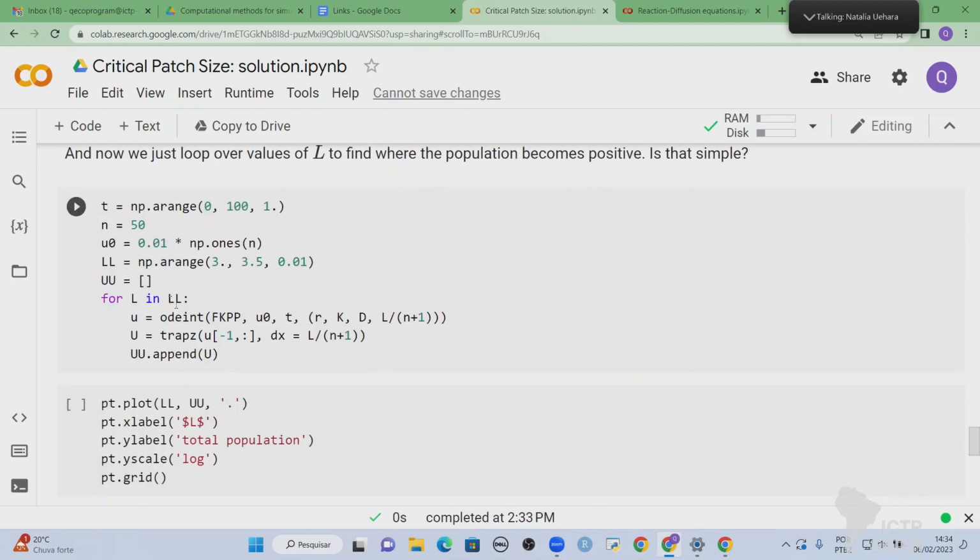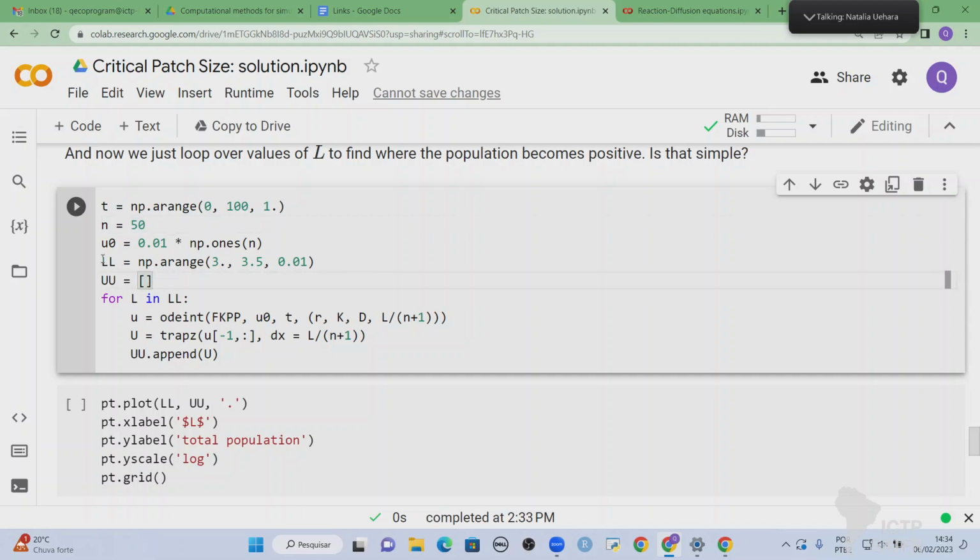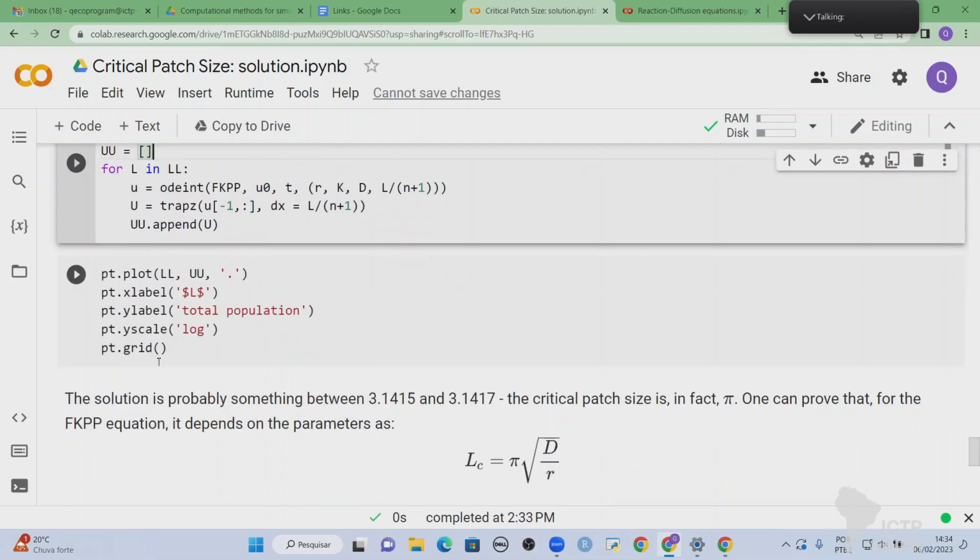So once again, we are going to go for a range of values of L. I already cheated a bit: I put it between 3 and 3.5. We saw that 3 is going to extinction and 4 is not, so I'm going to stop at 3.5 here. For each value of L, I solve the system, compute the total population size at the last time step, and append this value to this list UU that I'm going to plot later.